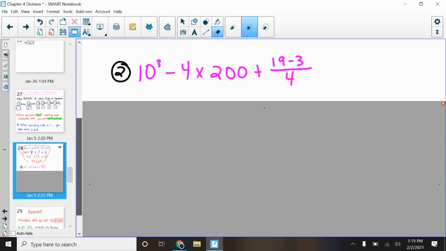10 to the third power, that's a 3, so there's an exponent, minus 4 times 200 plus, now this thing back here at the back, this thing's looking like a fraction, isn't it? On the top of the fraction is a math problem. 19 minus 3. On the bottom is a 4.